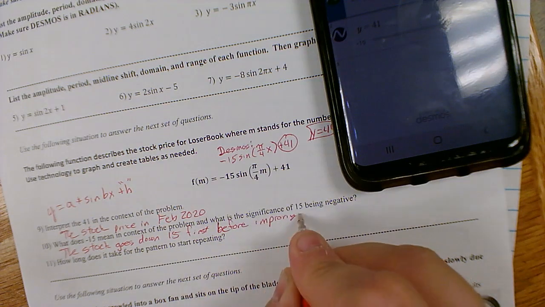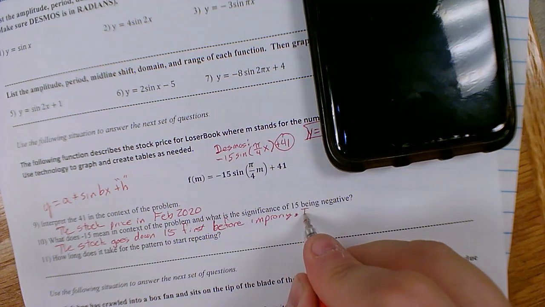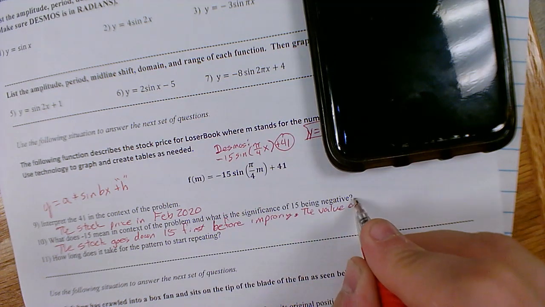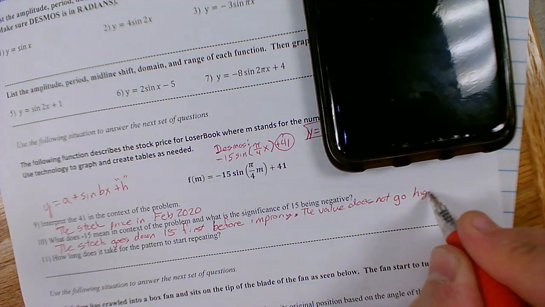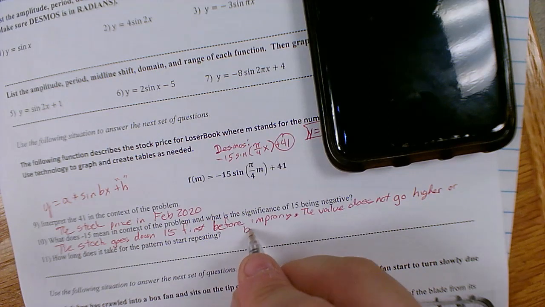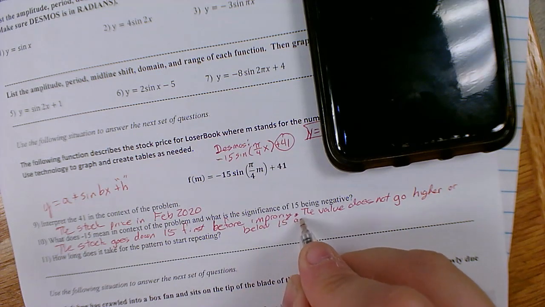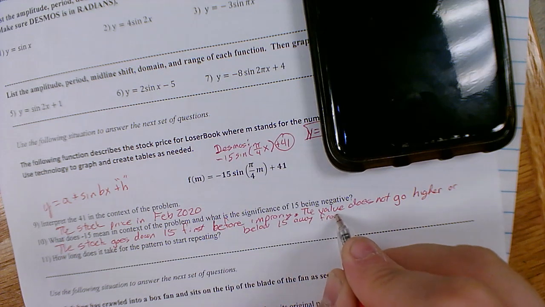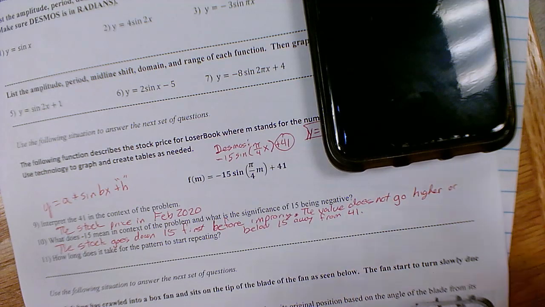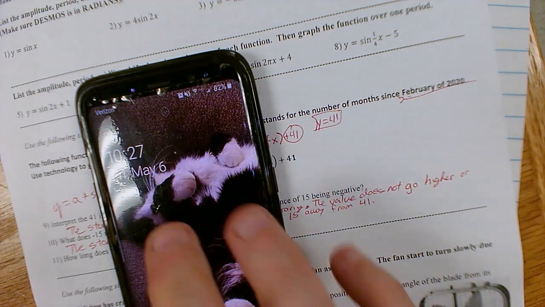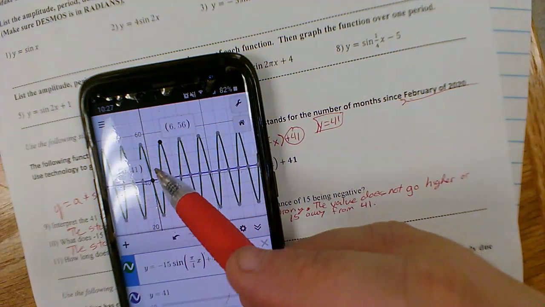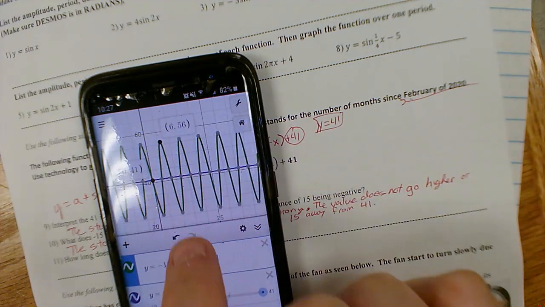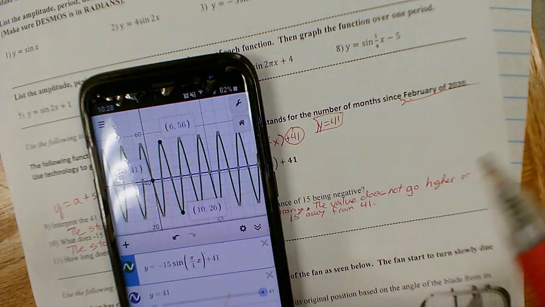And the other thing about the negative 15 is the value does not go higher or below 15 away from 41. Because if we look at this picture, the highest is 56. That's 15 away. There's your radius going up. The 26 is your radius going down. 41 minus 15 is 26.